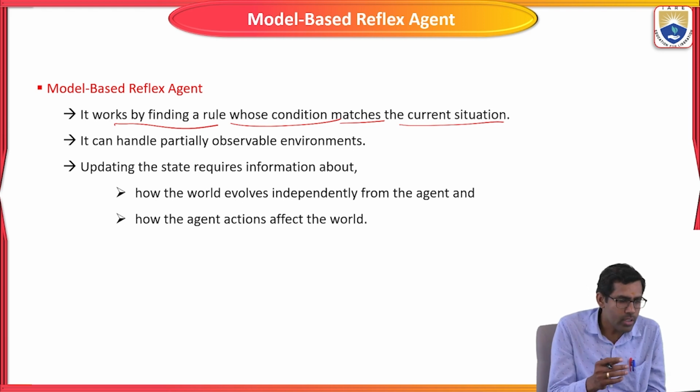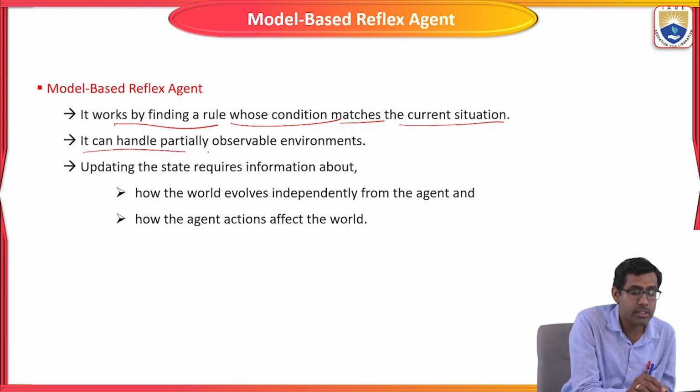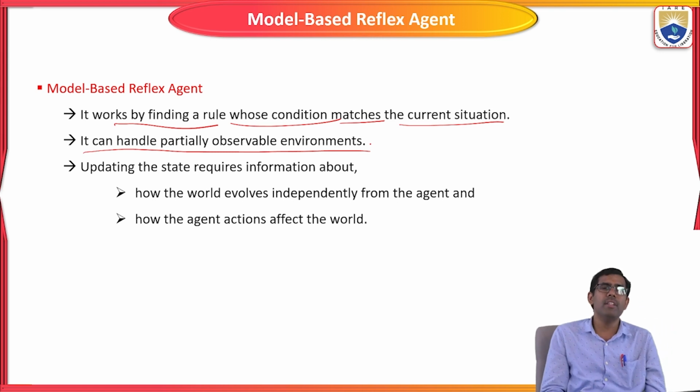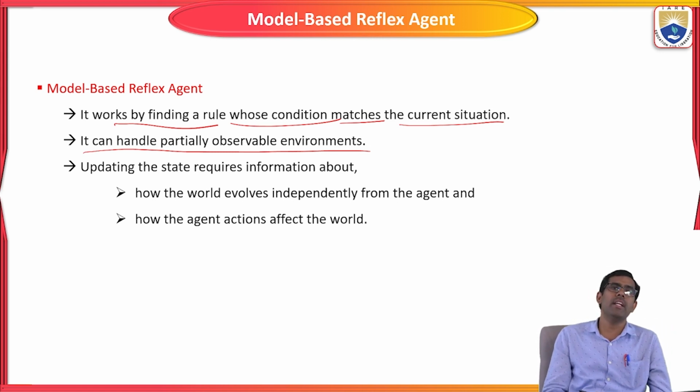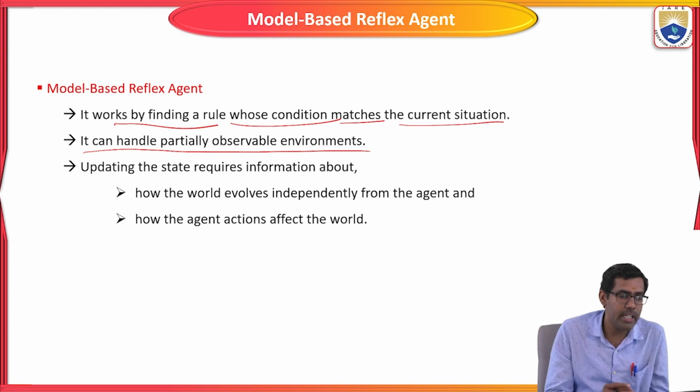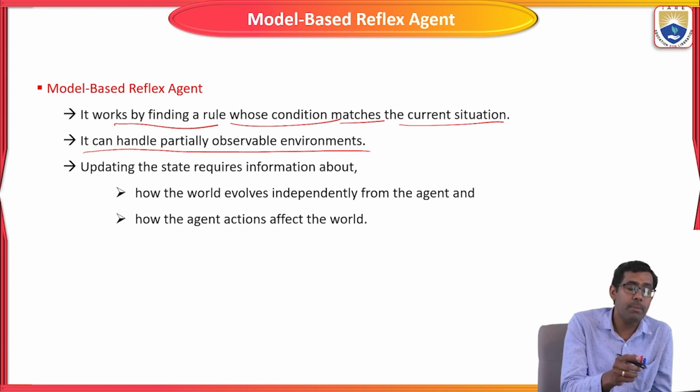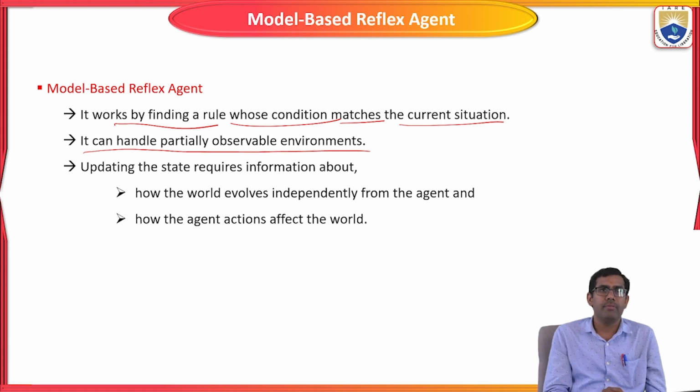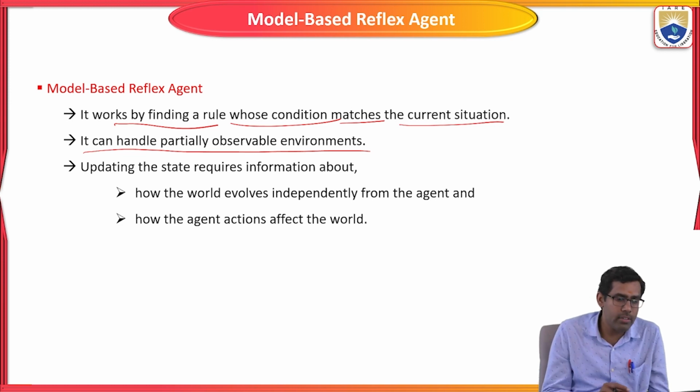The next point is that it can handle a partially observed environment. The previous simple reflex agent does not accept a partially observed environment. Here the model based reflex agent will also accept the partially observed environment, right? Because it is model based, we are going to take different ways of actions. How it will be done, that we are going to see.